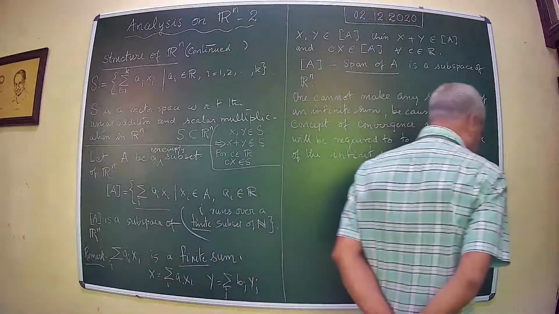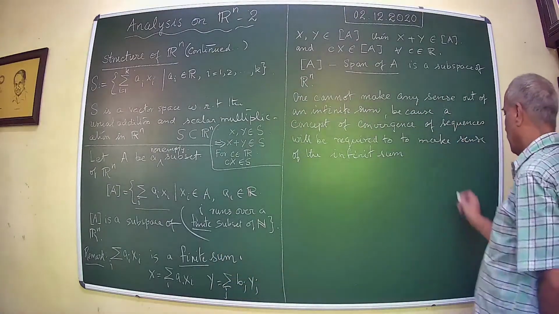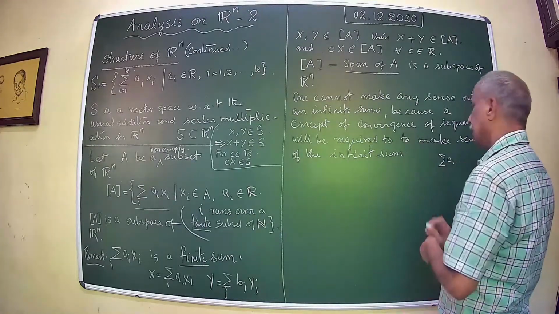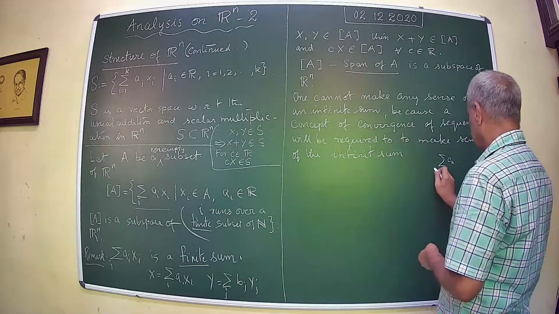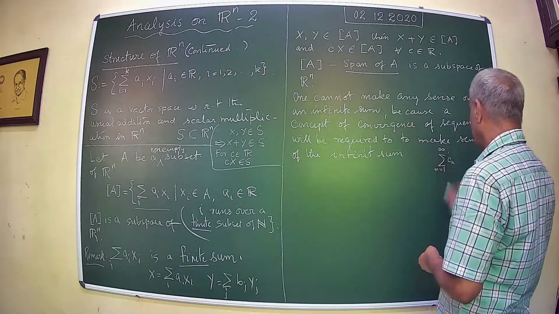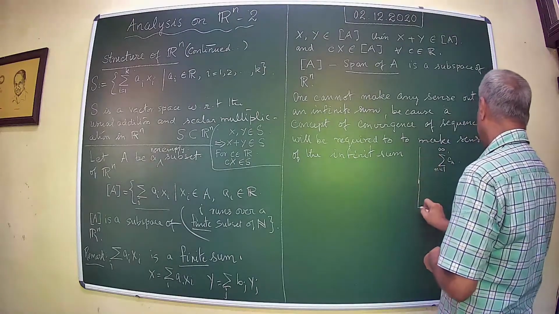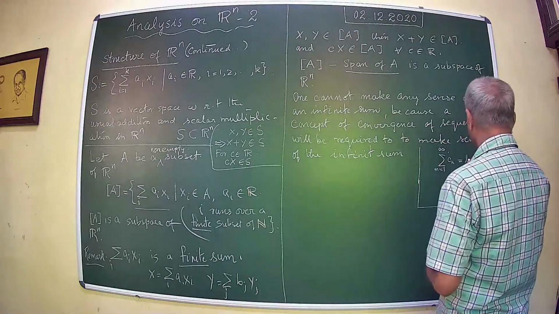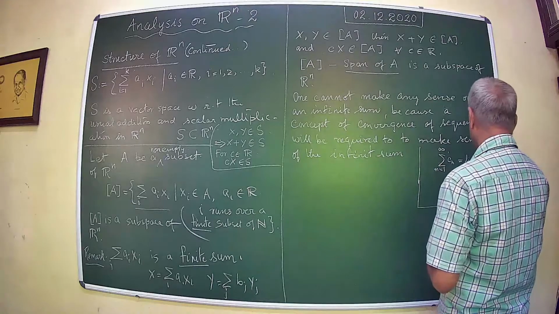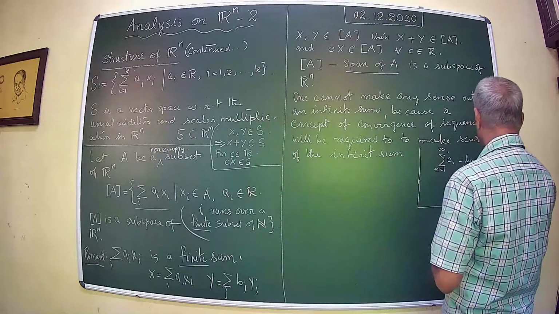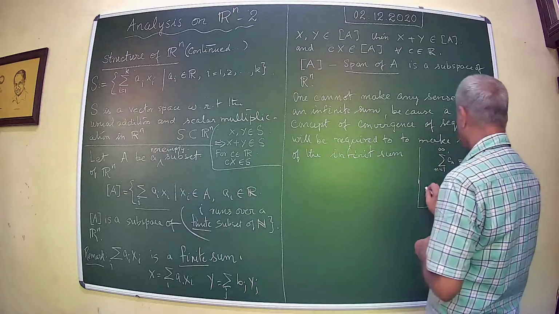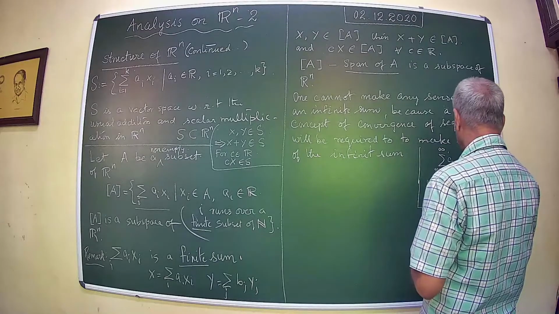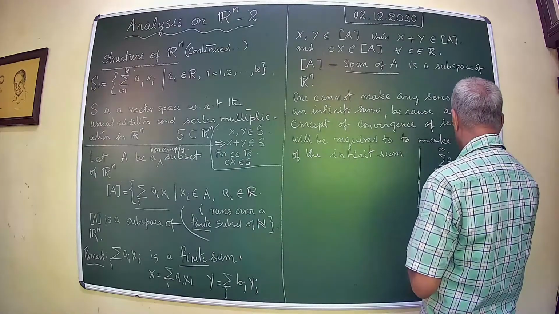You have already seen that on R. See, if you have a series sigma cn, then how do we give a meaning to it? This is equal to the limit of Sn as n tending to infinity, where Sn is equal to the partial sum c1 plus and so on up to cn.